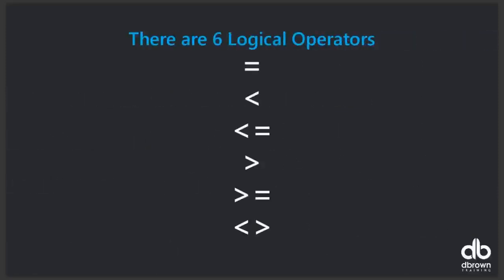Right? So there are six logical operators in any model. You have equal to, that means something is equal to something. Less than, something is less than something. Less than or equal to, that's how we write it in the model. Then you have greater than, greater than or equal to, and not equal to. Not equal to is less than and greater than together. That's how you write not equal to. So these are the six logical operators in any financial model or any calculation you want.